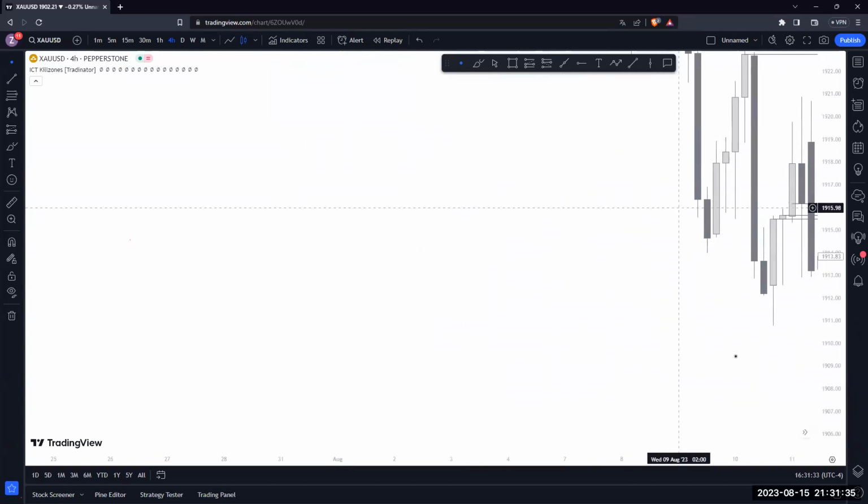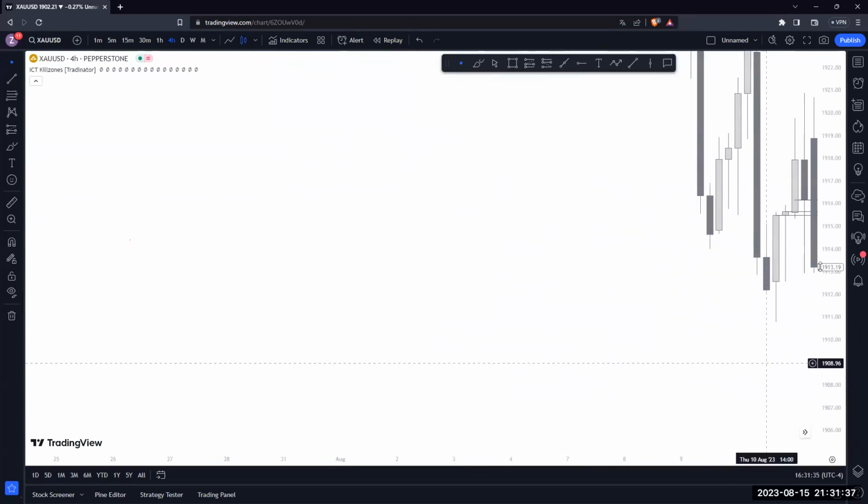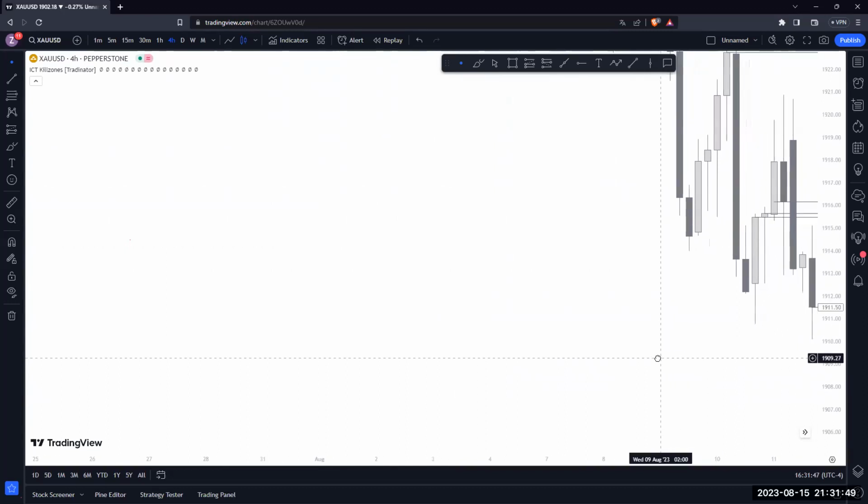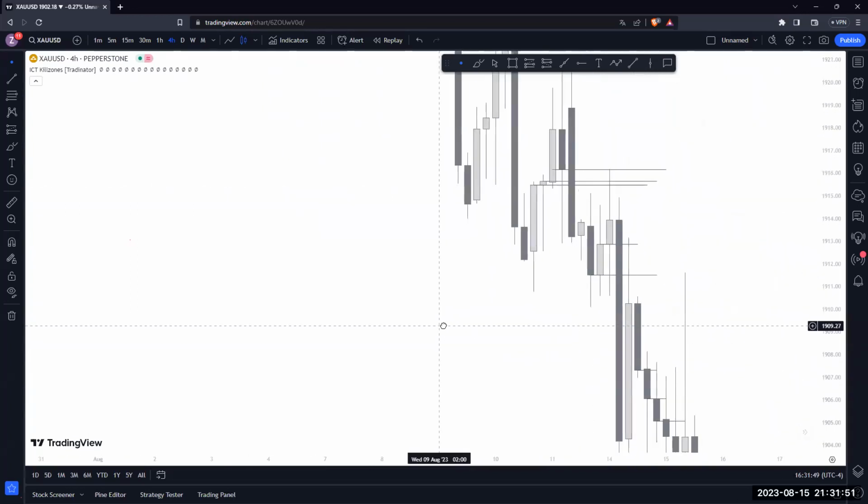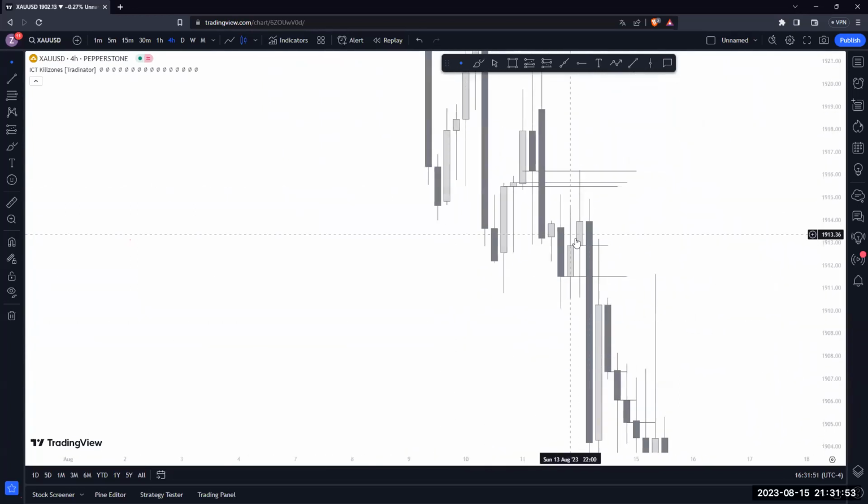Because you see this break, right? Where is the closest H4 level to the current price? It's this one. Oh, is that how you look at it? That way. Okay. Continuation, yeah. Closest level to the current price. Price pullback, entry. Ta-da! You know what I'm saying?